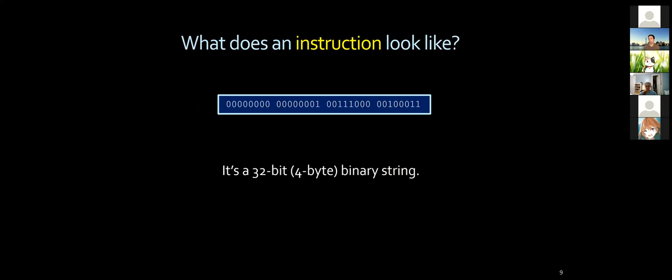So when I say instruction, you don't really know what it means. This is how instructions really look, right? It's really a sequence of zeros and ones and doesn't look particularly meaningful. It looks like a very long 32-bit, 4-byte binary string. So what we're going to do now is try to understand and decrypt what exactly information is stored here.